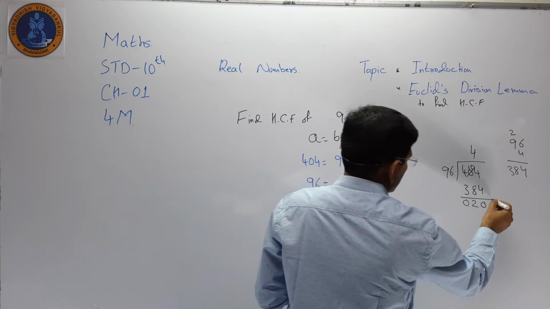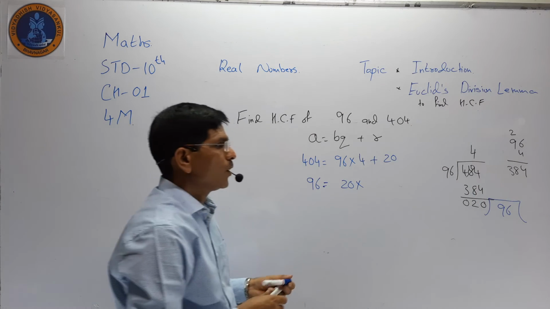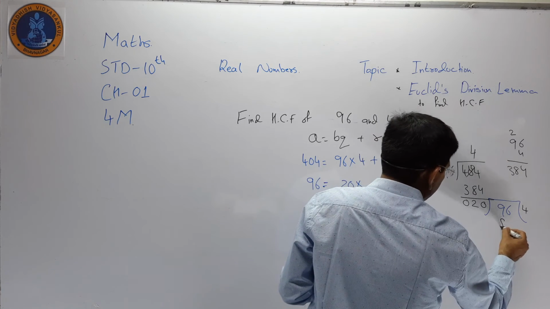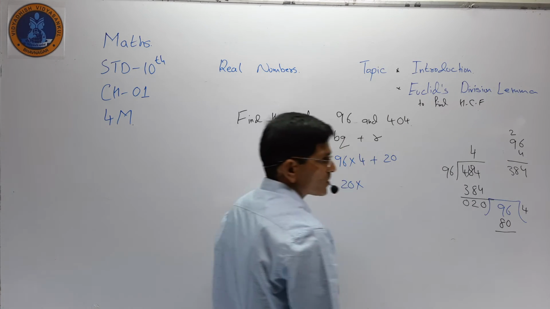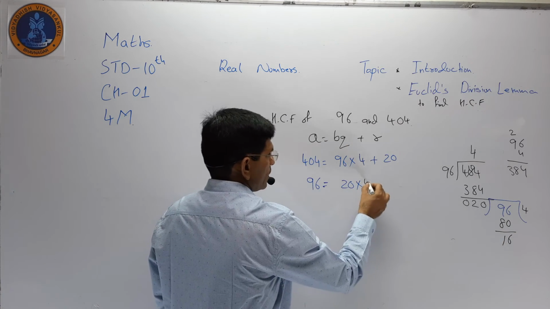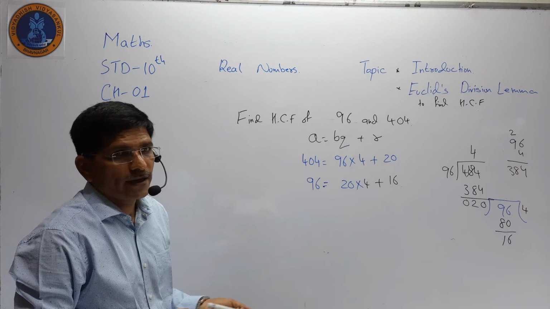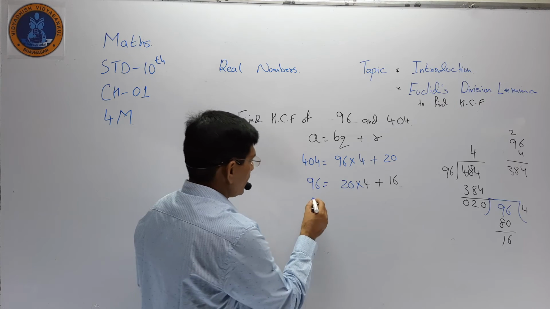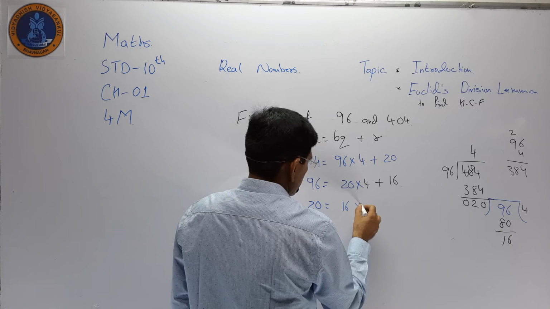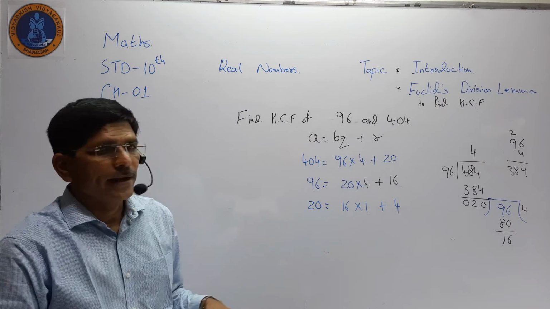Again the same. I have to write 96 here. 20 times 4 is 80. So 16 is there. So 4 plus 16. What again do I have to write? 16 here. 16 ones are 16 plus 4 remainder.